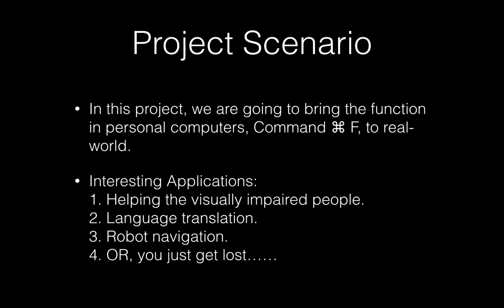And third is more academic: robot navigation. Actually, text gives a lot of clues for a robot to navigate, but we haven't used that a lot. And at the end, of course, you could just get lost in your menu, or get lost in a lot of billboards and street signs.